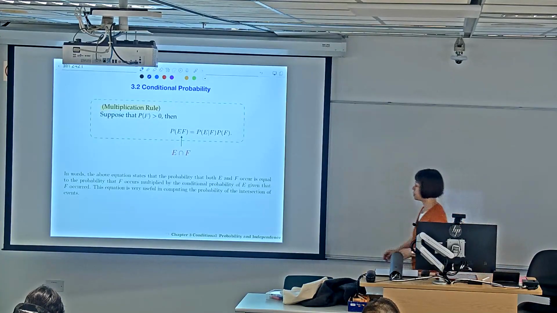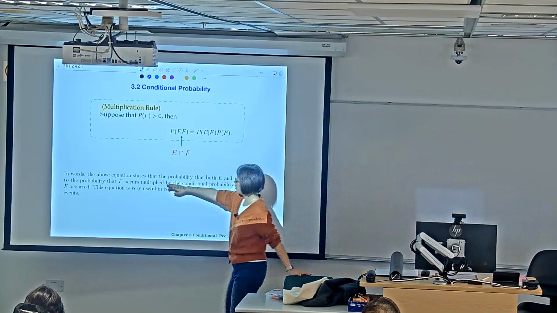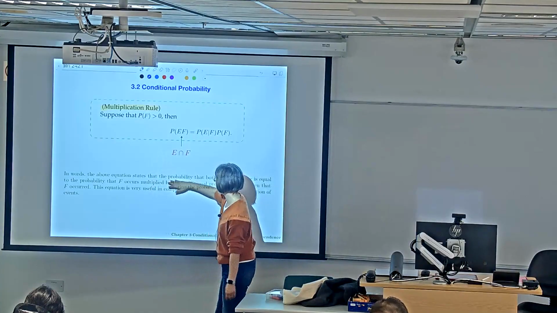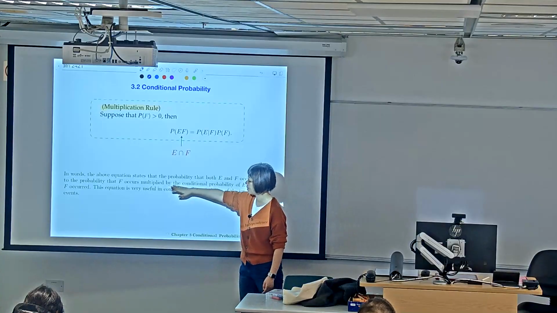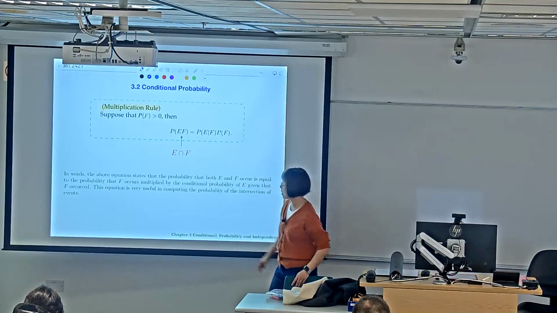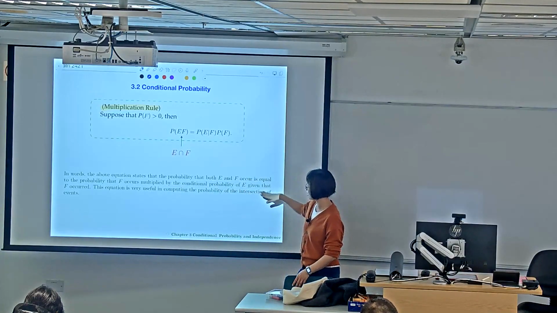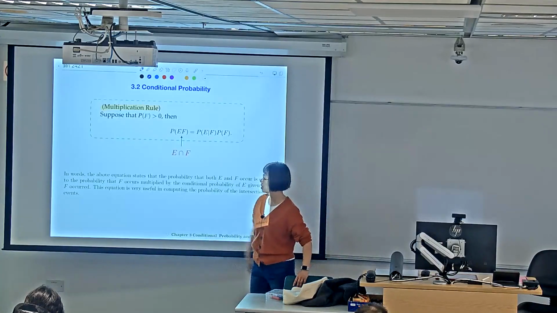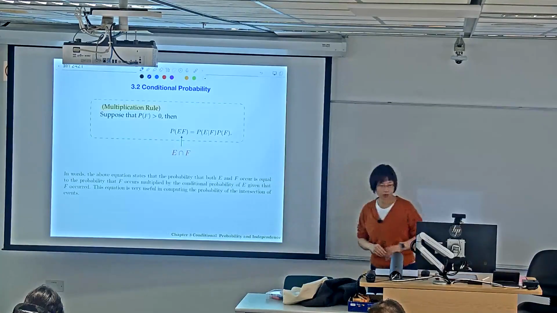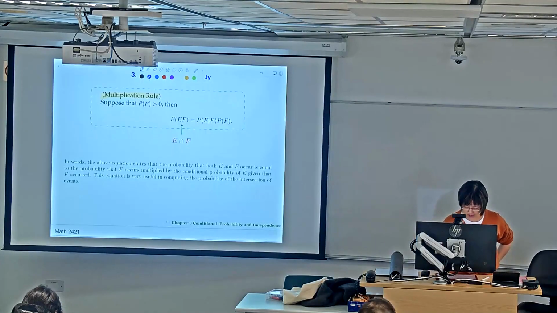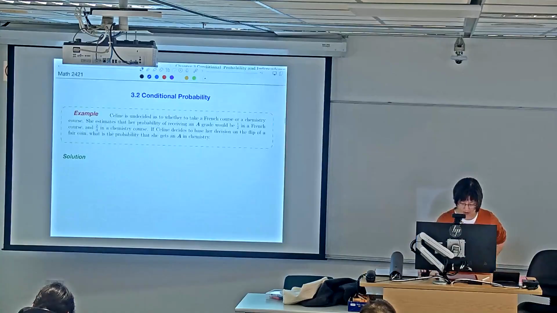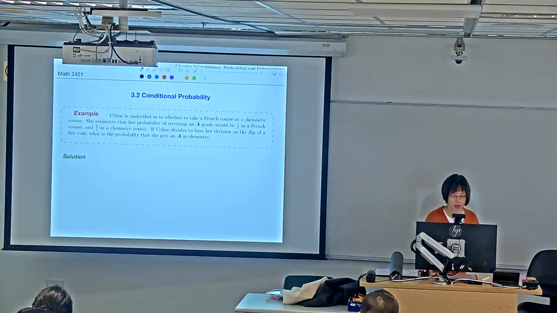So here is some explanation in words. This formula states that the probability that both E and F occur is equal to the probability that F occurs multiplied by the conditional probability of E given that F occurred. So it's used for computing the probability of the intersection of two events. So let's see some examples.